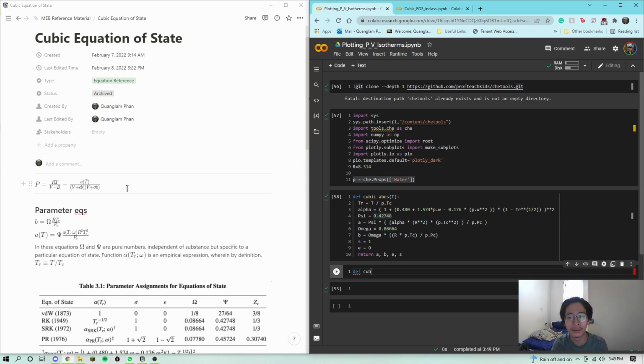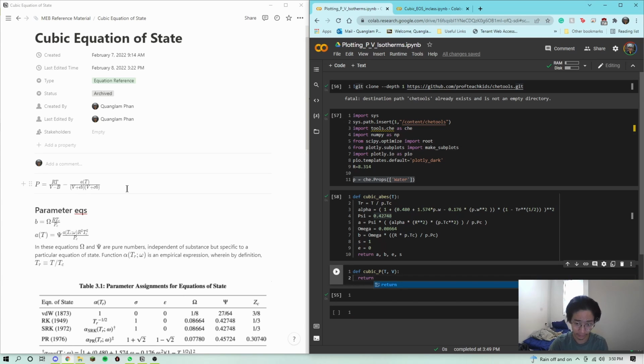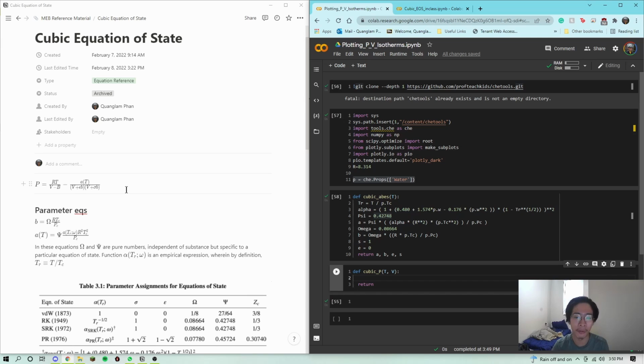So cubic P, the cubic equation of state for pressure that is dependent upon temperature and volume, we'll return. We'll just do a one-liner, okay? Return the entire expression. But we need to get our ABES. So the way we do that is A, B, E, and S is equal to cubic underscore ABES T. Easy peasy, right? Next, we are going to, very simply, plug in our equation.